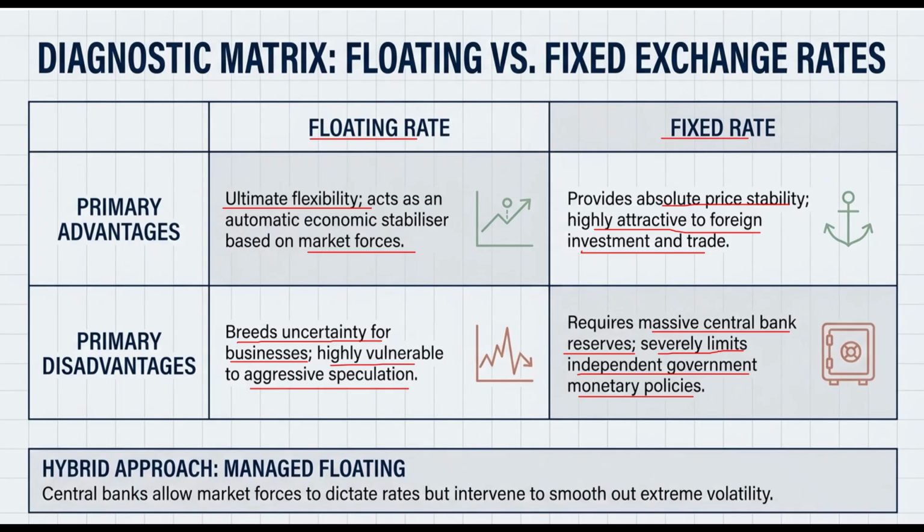So what do we need? We need a hybrid approach. That is why we have managed floating nowadays. Central banks allow market forces to dictate rates but intervene to smooth out extreme volatility. Okay, so they won't let any extreme values affect the exchange rates. Got it?